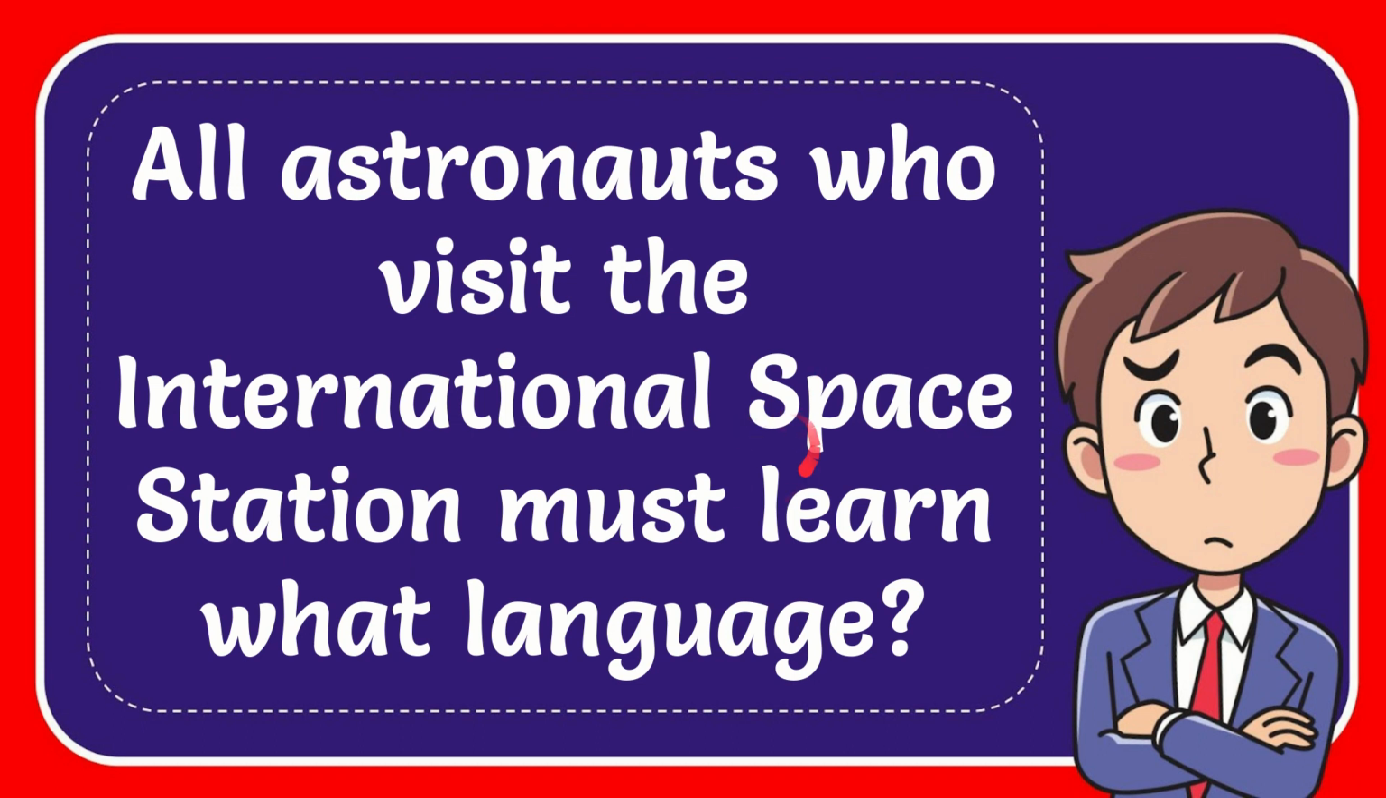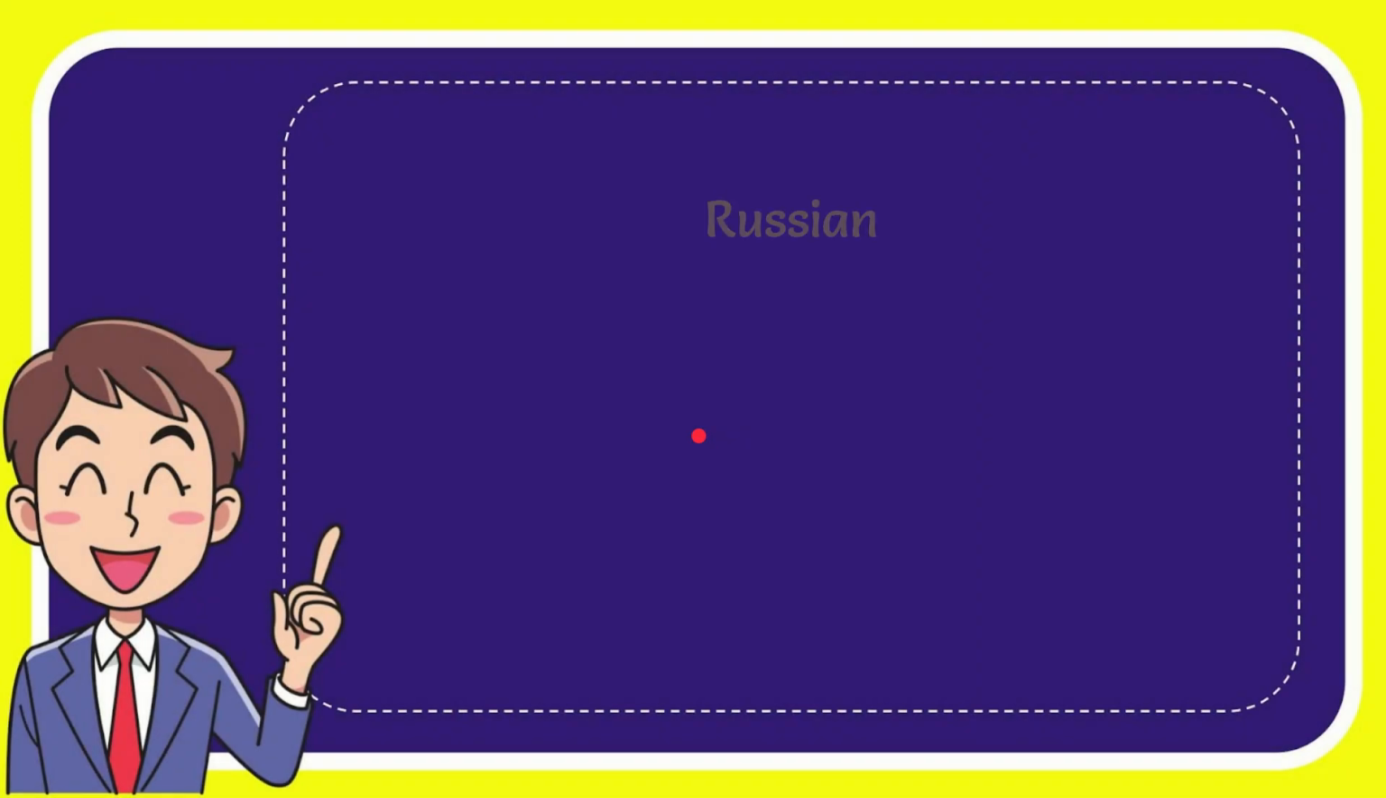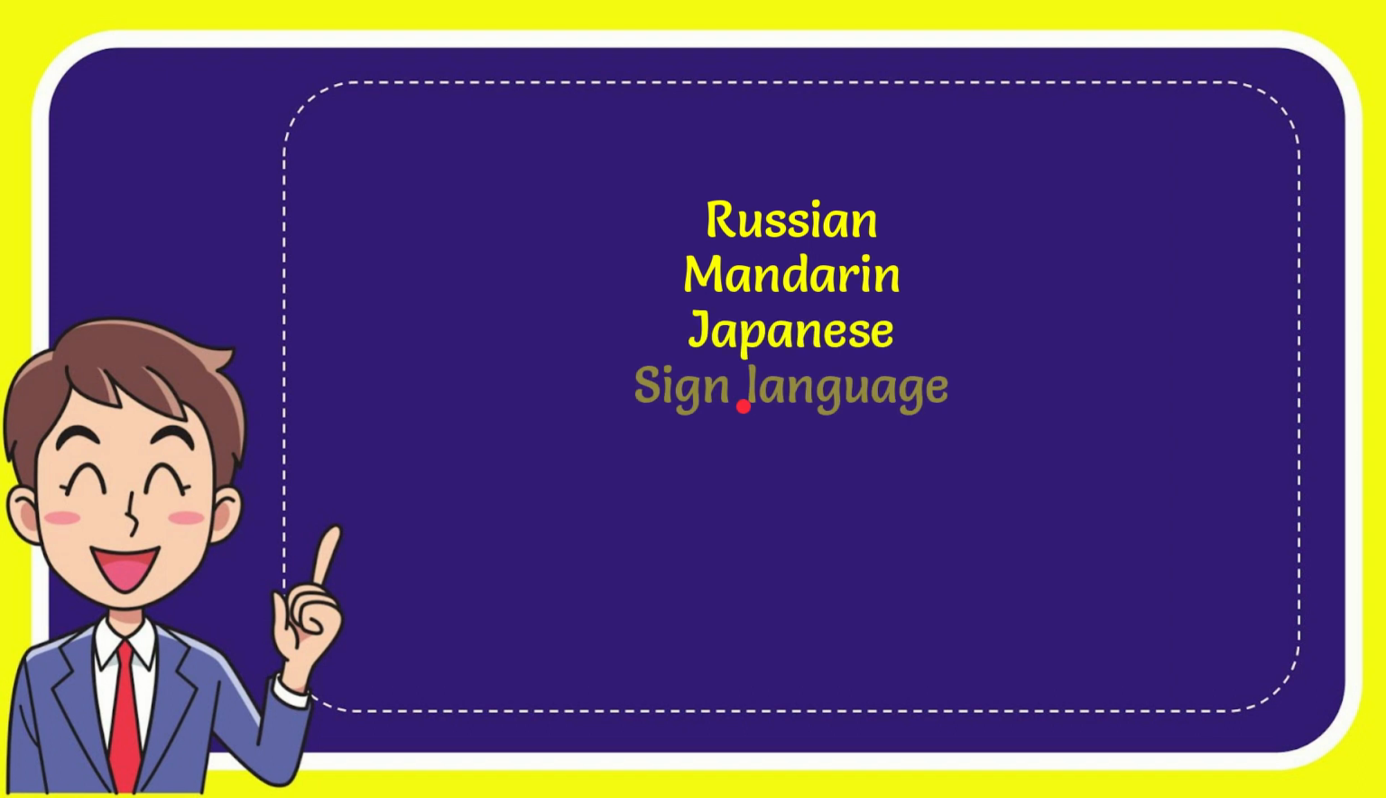In this video, I'm going to give you the answer for this question. And the question itself is, all astronauts who will see the International Space Station must learn what language? But I'll give you a list of the options, and here is the list of the options. The very first option is Russian. The second option is Mandarin, the third option is Japanese, and the very last option is sign language. And the correct answer for the question is Russian.